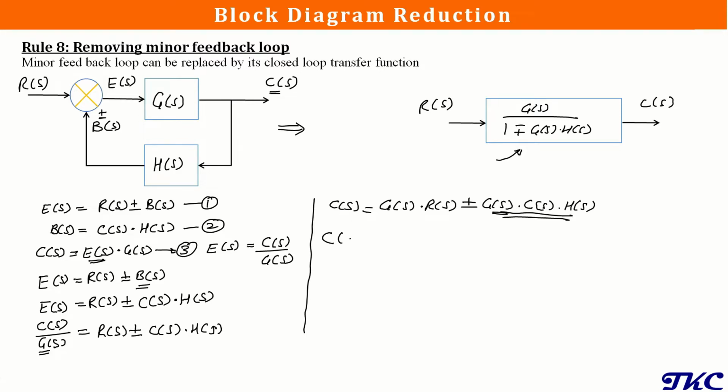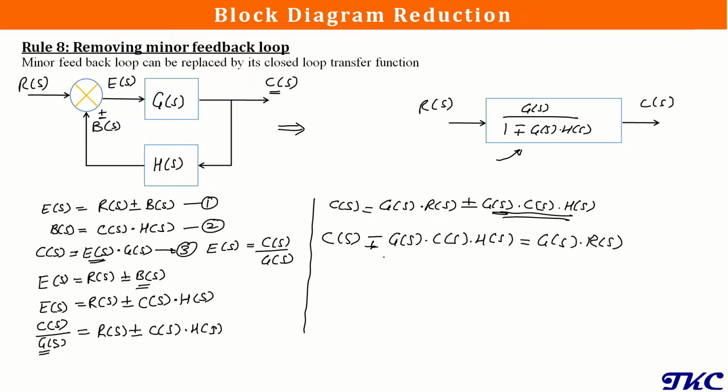So it will be C of S. Now if it is positive and we move it to the left-hand side, it will become negative, and if it is negative, it will become positive. So we need to invert this sign here, so it will be negative and positive with G of S into C of S into H of S, and that will be equal to G of S into R of S.